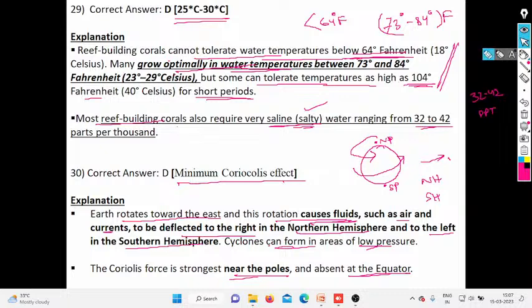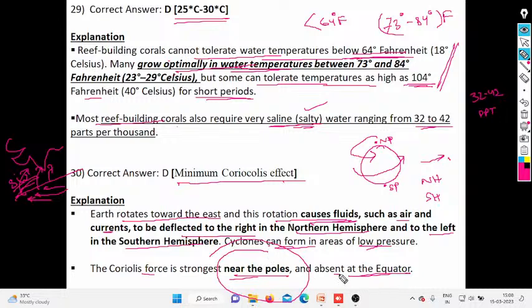Because of the Coriolis force, the Indian monsoon after crossing the equator turns rightward and takes the south west direction, which becomes the south west monsoon. Coriolis force is strongest near the poles and weaker at the equator, because the equator is a flat bulge.